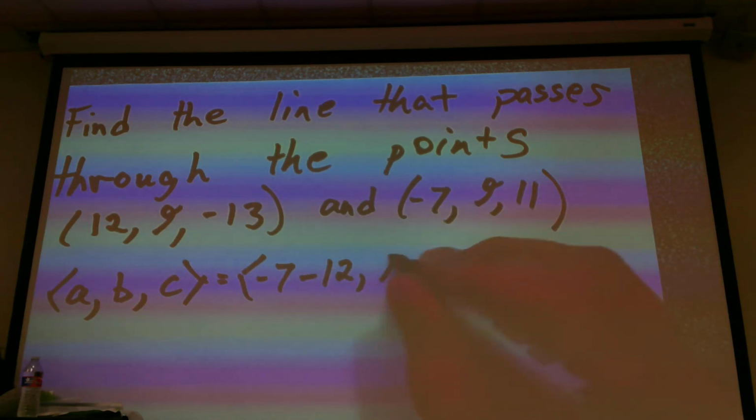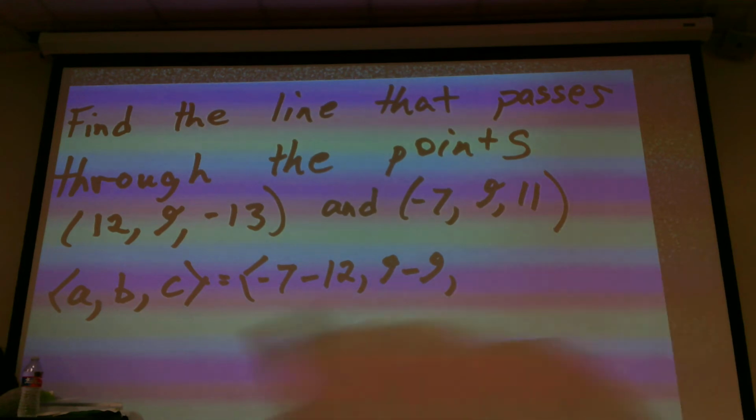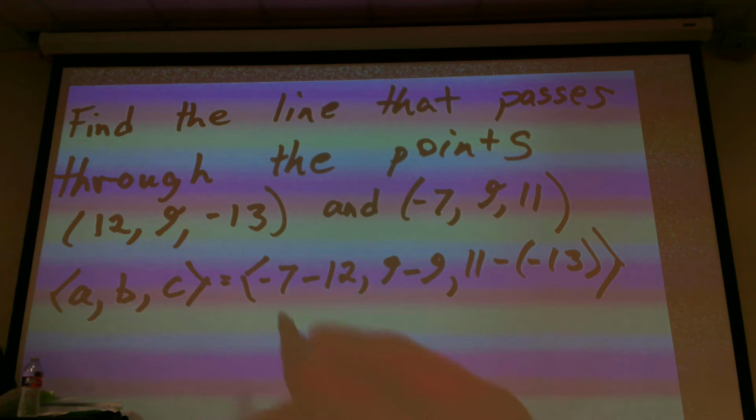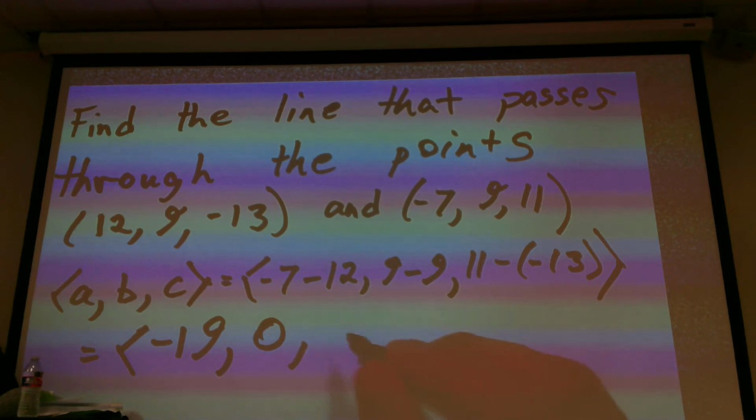And then 9 minus 9. All right. And then my other one would be 11 minus -13. Okay. So that would come out to negative 19, and then 9 minus 9 would be 0, and then 11 minus negative 13 would be 24.